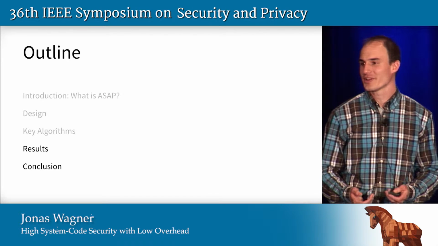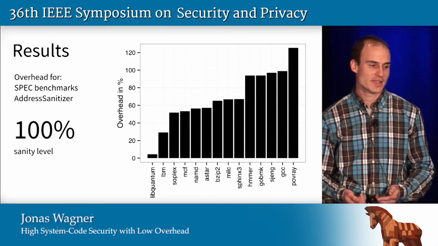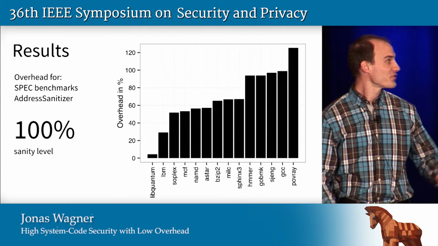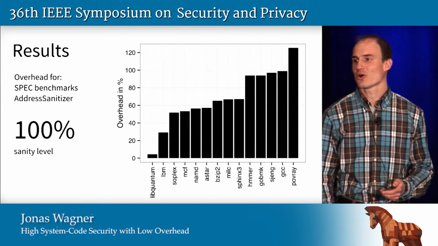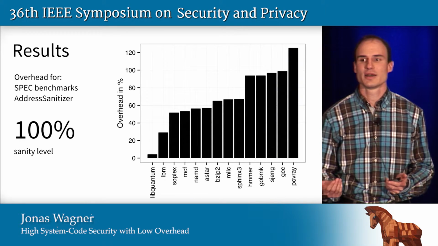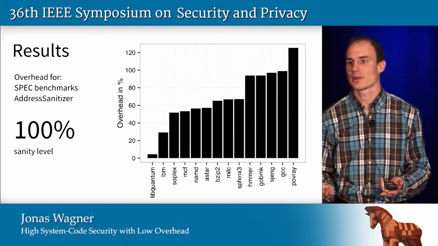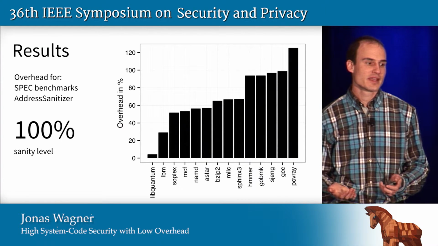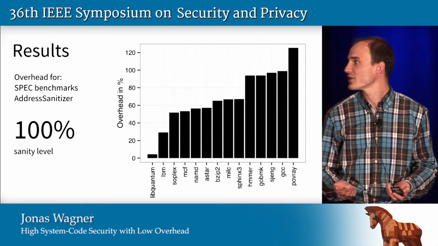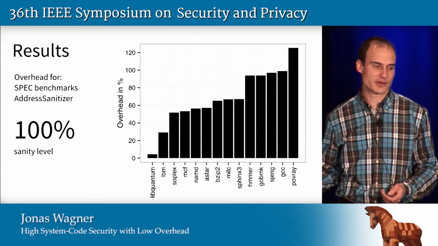Next, as promised, I'll show some more results about ASAP. On this graph here, you can see the overhead that we measured on the SPEC benchmarks when adding the sanity checks generated by the Address Sanitizer tool. As you can see, Address Sanitizer has a rather high overhead. It's usually above 50% and sometimes even above 100%.